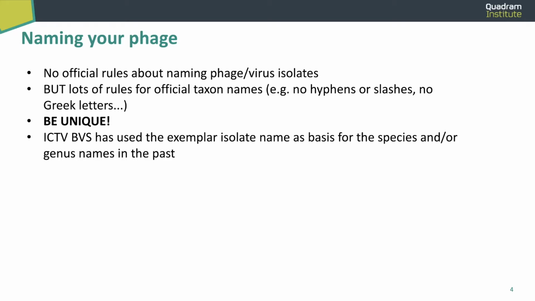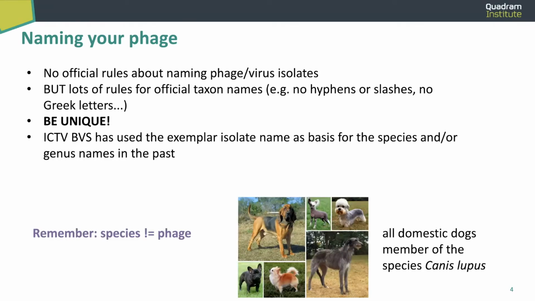Because we, as the ICTV Bacterial Viruses Subcommittee, have used phage names as basis or inspiration for some of our species and genus names, we cannot always 100% match these because we have rules, whereas you don't. But the most important thing is to be unique. And remember, a phage species is not the same as a phage, the same way that all domestic dogs belong to the same species, but they are not the same. This is a very important distinction, meaning that there can be multiple phages that belong to the same species.